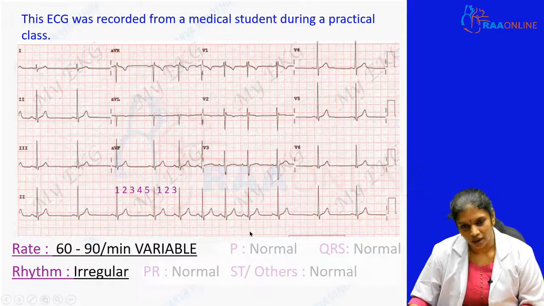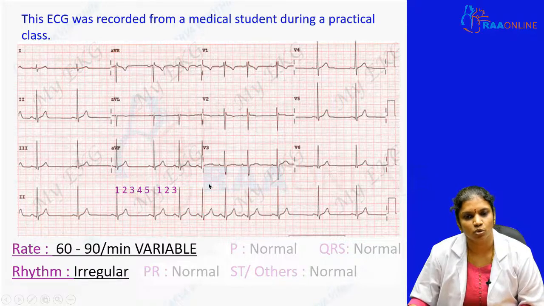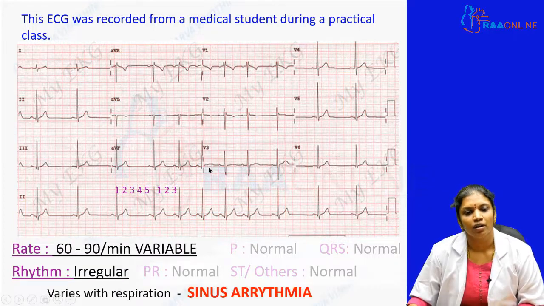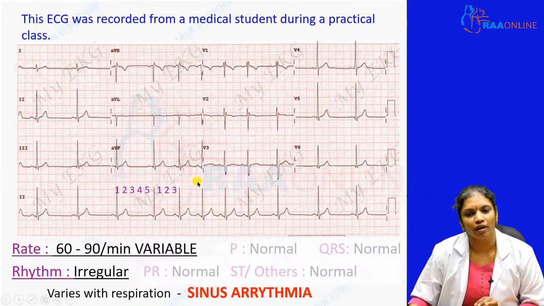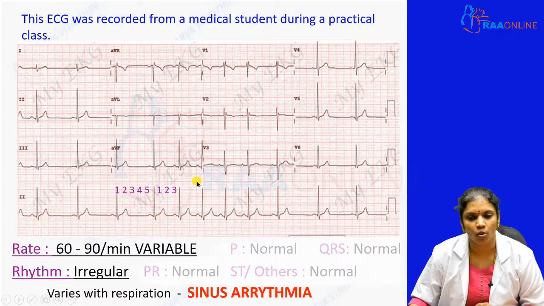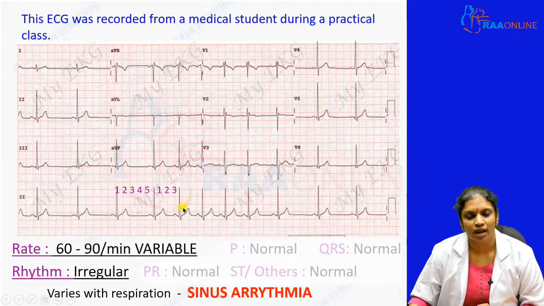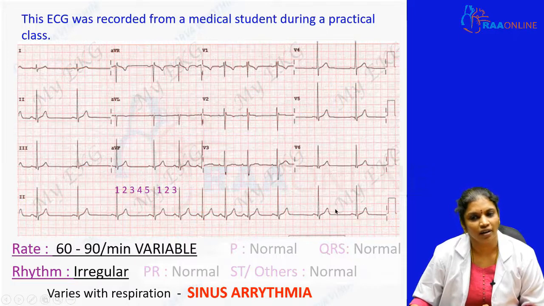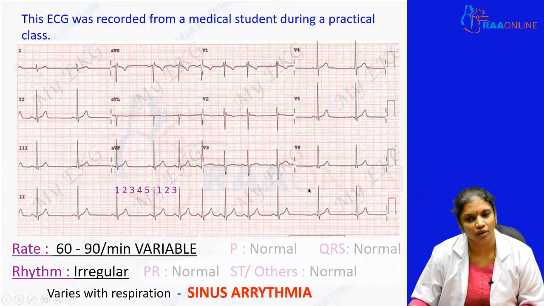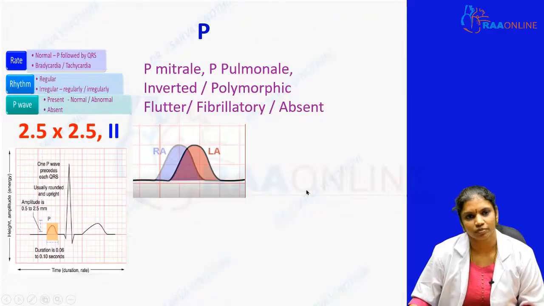If this irregularity is present in an asymptomatic individual and if this is associated with respiration, then we term this as sinus arrhythmia. The sinus arrhythmia is more common in males, especially young males who have a vagal predominance. This happens because the heart rate increases during inspiration and the heart rate decreases during expiration. So this is cyclical and so we have a regularly irregular rhythm.